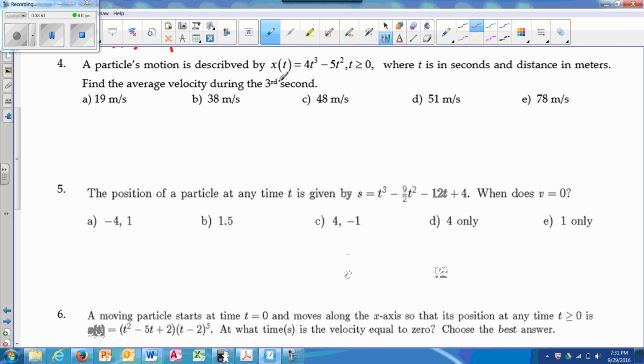The same graph on the interval 0 to 6, when is the acceleration undefined? We said the acceleration was undefined when the slope of velocity had a sharp turn. So at 2 and 4.